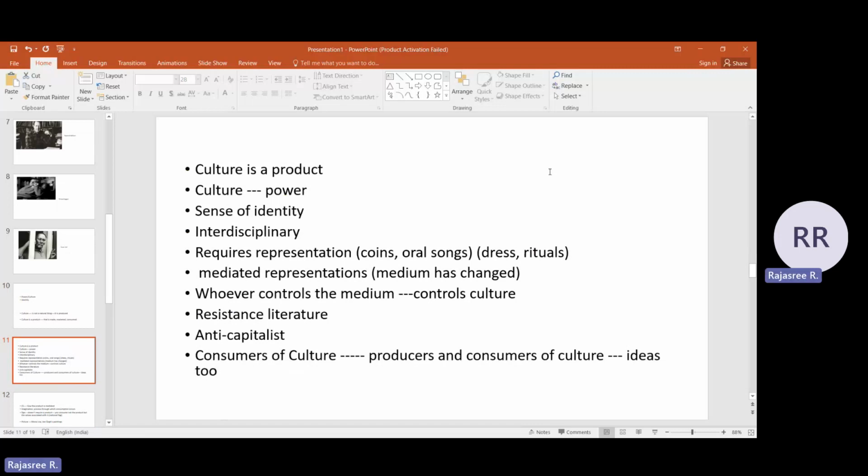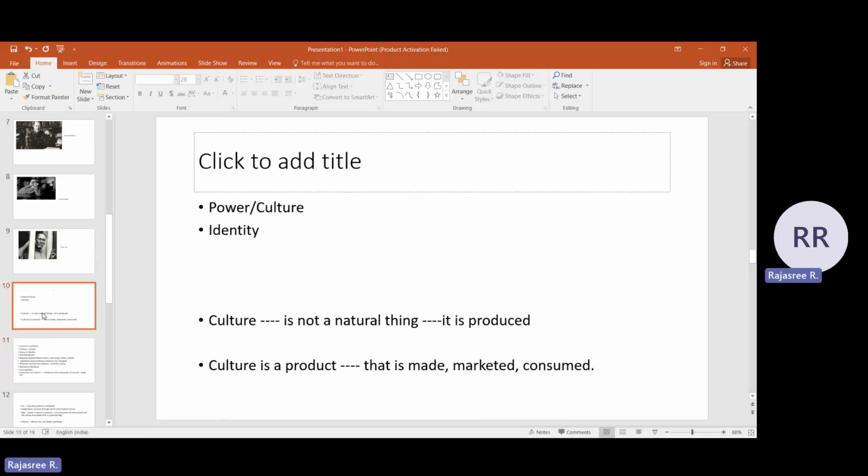Okay, so first one is the main argument or the main base of cultural studies is that culture itself is a product. Okay, so culture is something that is not natural, it is produced. Culture is a product that is made, marketed, and consumed. How it is being done is the main area of cultural studies. Okay, or the focus area.